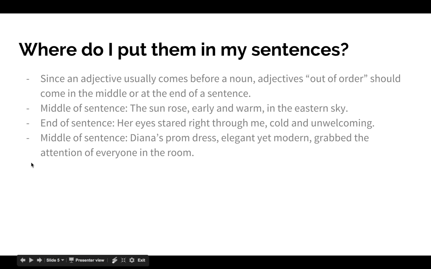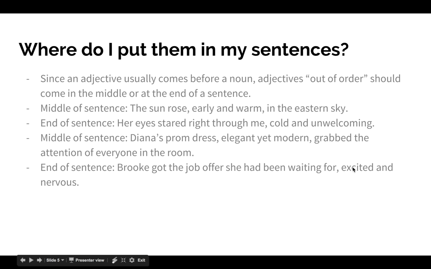Again, just another example. Diana's prom dress, elegant yet modern, grabbed the attention of everyone in the room. Instead of just listing the adjectives right before the dress and making it seem kind of plain, separating the adjectives gives it more attention. End of the sentence: Brooke got the job offer she had been waiting for, excited and nervous. Again, Brooke is excited and nervous about her job offer, but by putting it over here, we isolate those feelings and get a better image of how Brooke is feeling.